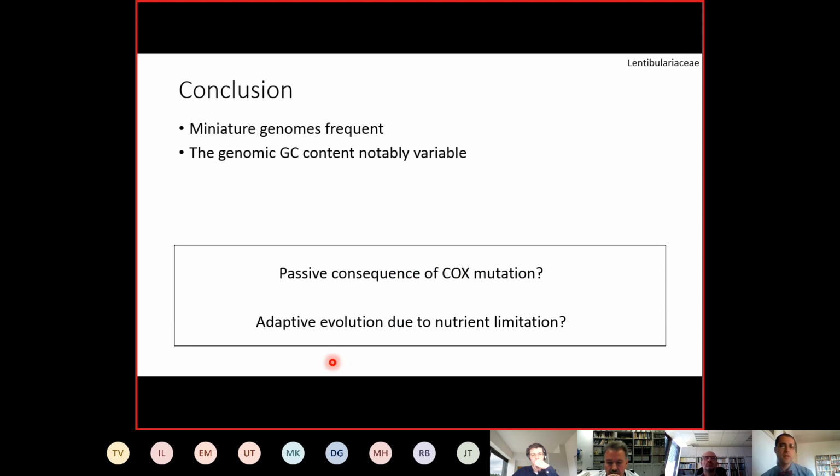To conclude this, we can say that Lentibulariaceae have small genomes and miniature genomes are quite frequent. The genomic GC content is notably variable. What's behind this? It's not sure whether the genome miniaturization is a passive consequence of the COX enzyme mutation, or it might be an adaptive evolution due to nutrient limitation. If the evolution of the genome size is adaptive to nutrient limitation, we could expect a similar trend also in other carnivorous clades.